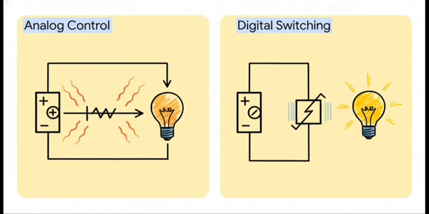Really, there are two ways to think about this. On the left, we've got the old way, analog control. Imagine we stick a variable resistor, like a classic dimmer knob on a wall, between our power source and our light. As you turn that knob, the resistance goes up. This kind of strangles the flow of electricity, the voltage to the light drops, and it gets dimmer.